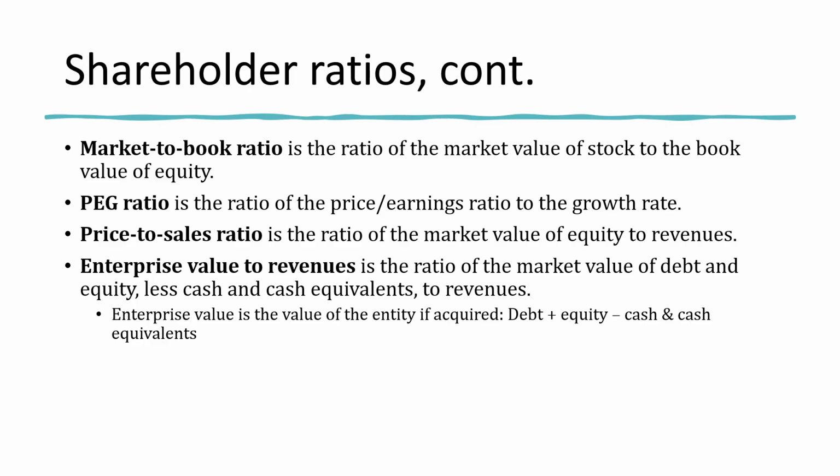Price to sales ratio, as the name implies, we're talking about the market value of equity to revenues, or you could look at it in terms of price per share of stock relative to revenues per share. So you can look at it either way. And then you have enterprise value to revenues. Enterprise value is generally the sum of the market value of debt and the market value of equity, less any cash or cash equivalents. And you compare that to revenues. That's the enterprise value to revenues.